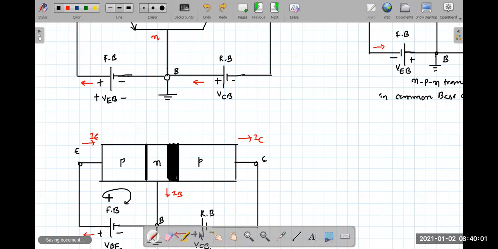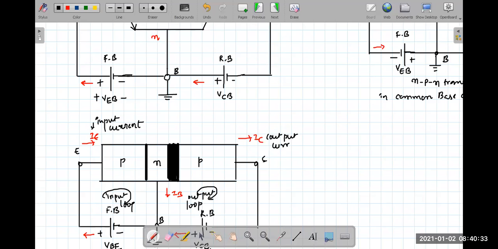So this is input. Then what must the emitter current be called? Input loop. Correct. So this is the output loop. So this is what is called the input current. The collector current must be called the output current. Is that okay?